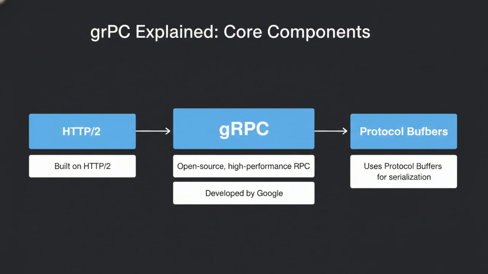HTTP2 provides features like multiplexing, header compression, and server push, making communication incredibly efficient. Protocol buffers, on the other hand, offer a language-agnostic, binary serialization format that's significantly smaller and faster than text-based alternatives like JSON or XML, ensuring strong schema enforcement across services.